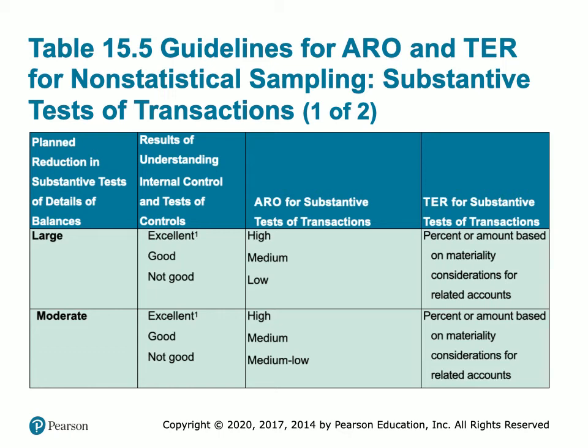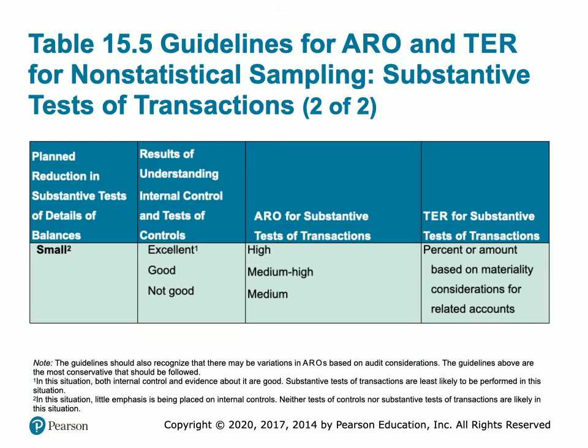And then the non-statistical sampling tested transactions, again, same concept. When you're assessing risk as high, then you're going to do less test work. If you're assessing risk as low, you're going to do a lot more test work. Okay, so you guys can read these individually and go through them in your PDFs. And if you have questions, I'm happy to answer them.